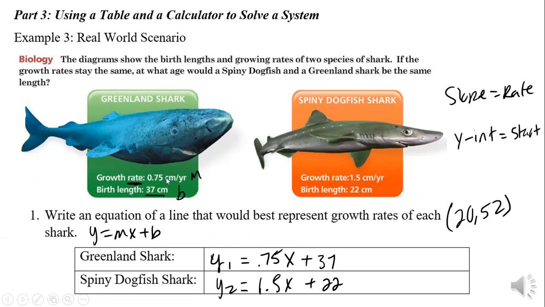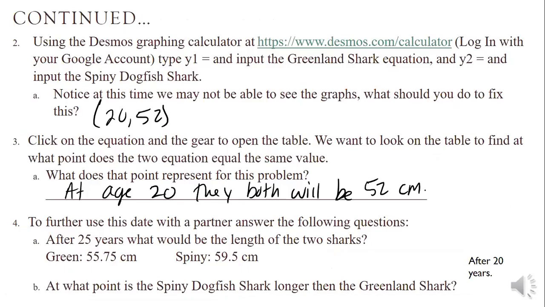Remember, your rate, your slope is your change in Y over your change in X. So for this problem, our change in our Y over our change in our X equals the change in our centimeters over the change in our years. That's what our X and Y axis represent. Does that make sense? So if we got that our X is 20, that's 20 years. And we got that our Y is 52, that is 52 centimeters. So when you're answering a real world problem in a sentence, you're saying at age 20, they both will be 52 centimeters. Yes? Cool. All right.